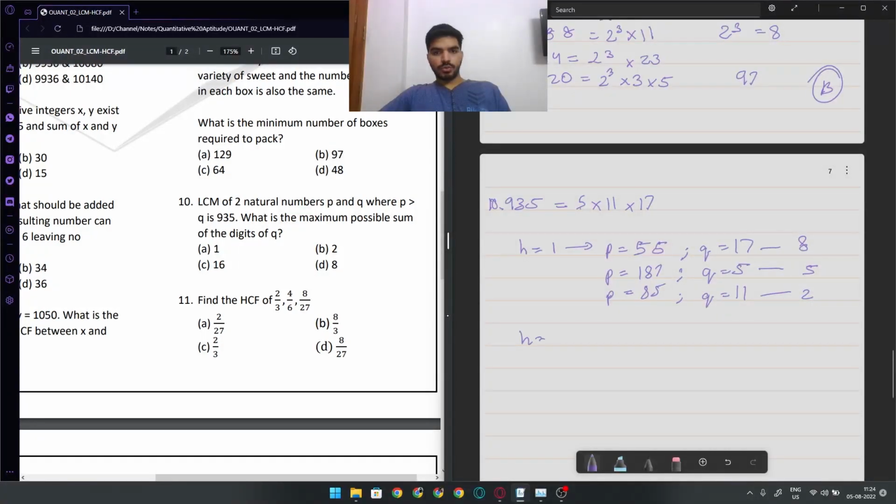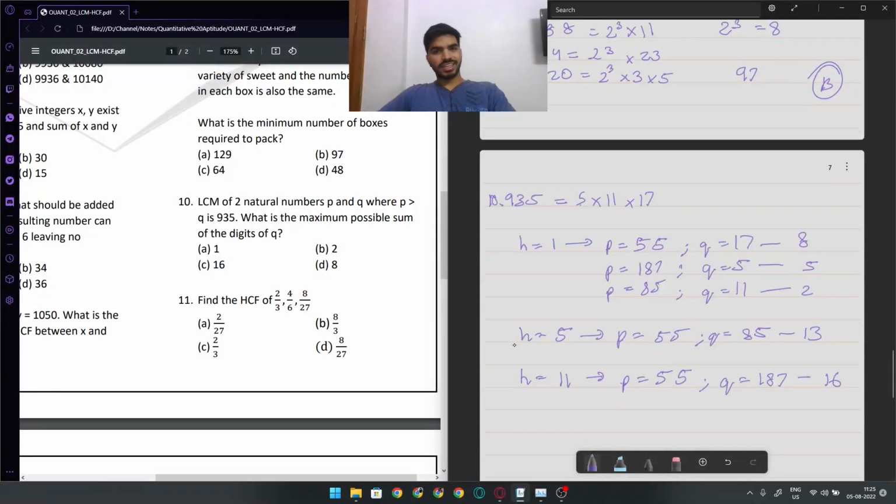Now, if H is equal to 5, P is equal to 5 into 11 and 5 into 17, two cases are only there. So P is equal to 5 into 11, 55, and Q is equal to 5 into 17, that is 85. Wait, no, only one case. H is equal to 11. Yeah, the cases will be 11 into 5 and 11 into 17. P is equal to 11 into 17, Q is equal to 187. Sum is 13. Sum is 2.